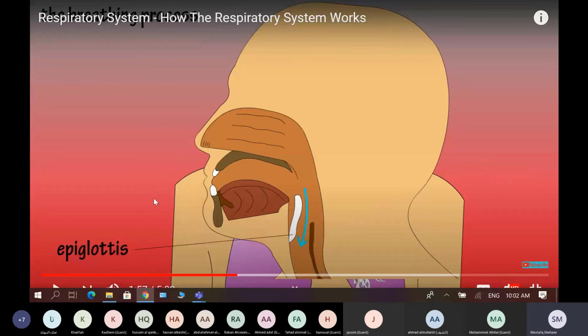Now let's continue. Flow into the trachea. However, during swallowing, it folds down to prevent food from going into the trachea, directing the food into the esophagus. So the pharynx here, this area, is connecting the digestive system and the respiratory system. And here the epiglottis prevents food and water from entering the trachea and makes it move through the esophagus.